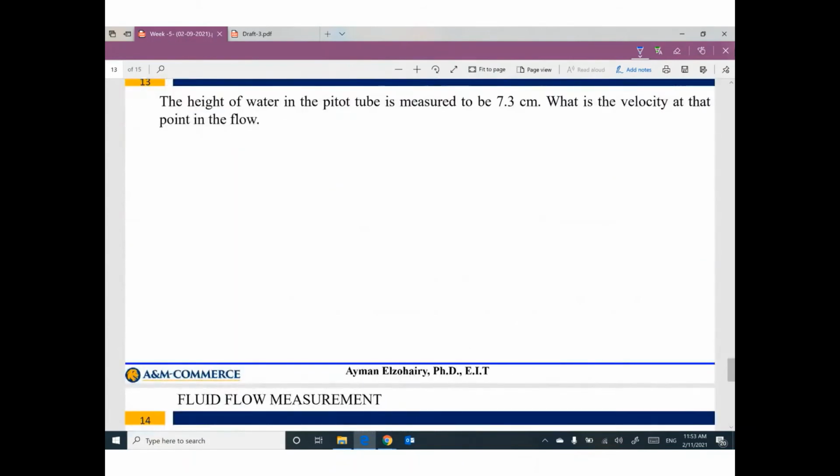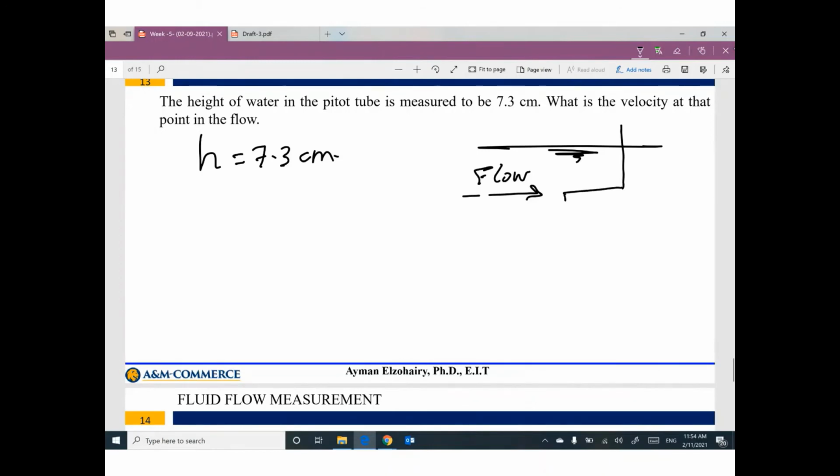Example: the height of water in a Pitot tube is measured to be 7.3. H equals 7.3 centimeter. So we have flow in this direction, so I put the Pitot tube like this, and the water rises in the Pitot tube with height H equal 7.3 centimeter. Can you tell me what is the velocity of this flow?